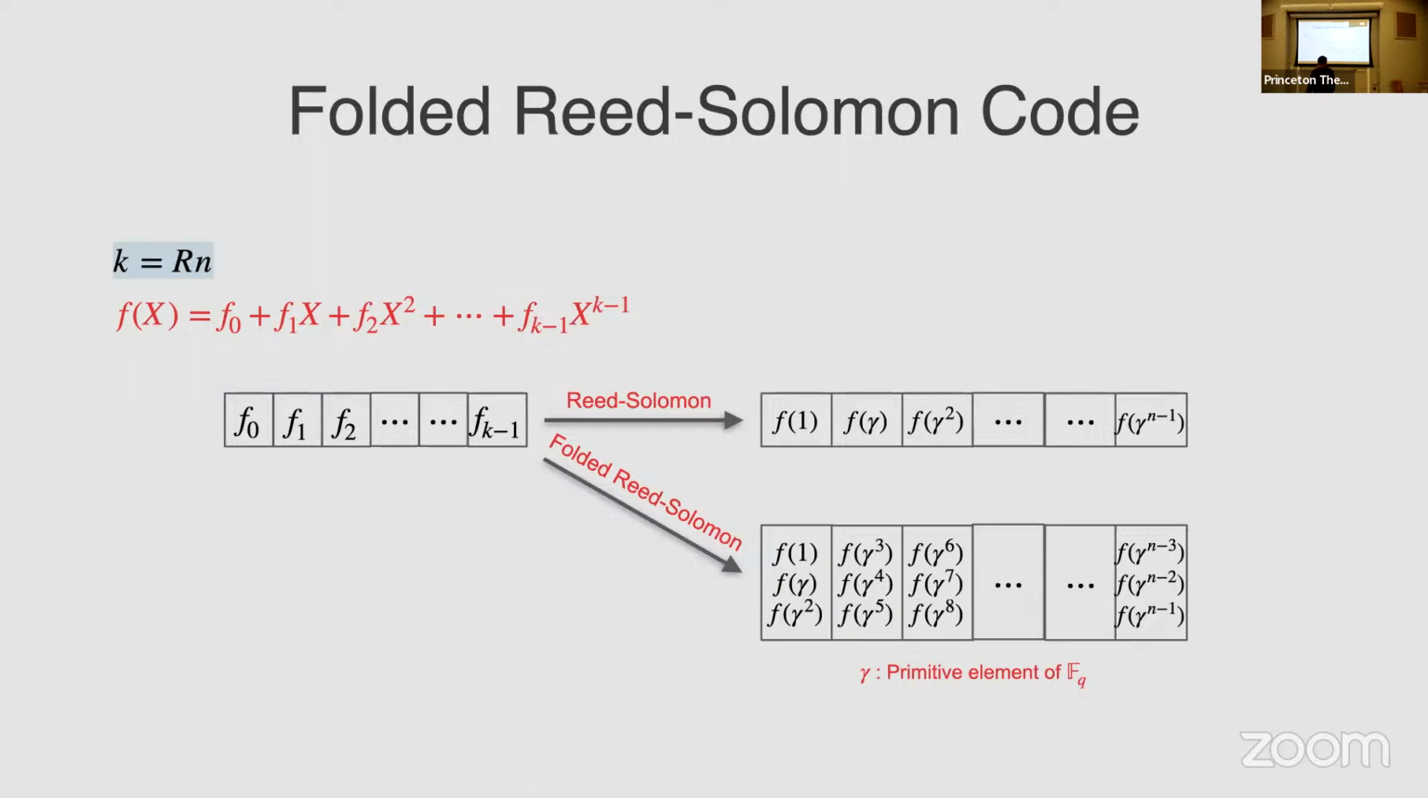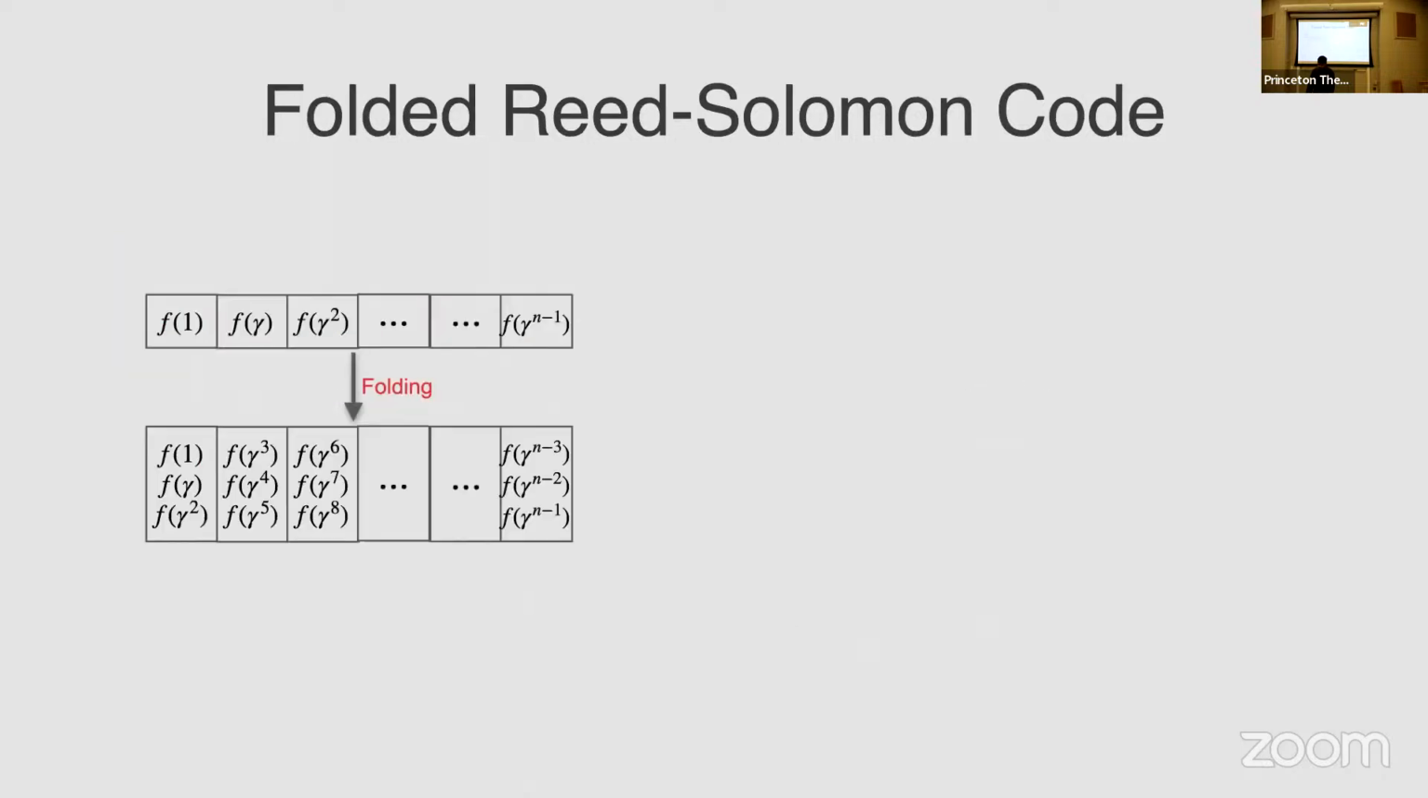And in most of the proofs that we will talk about, it is important that this folding is done along a particular structure. In particular, we'll have gamma be a primitive element of the field. And then the folding needs to be in this particular order: 1 gets folded with gamma, gamma square, and so on. So this process is called folding.